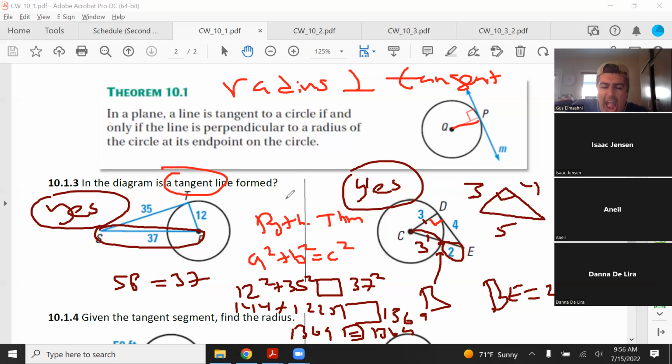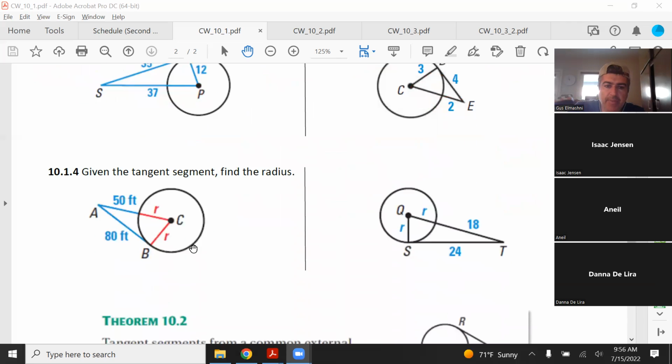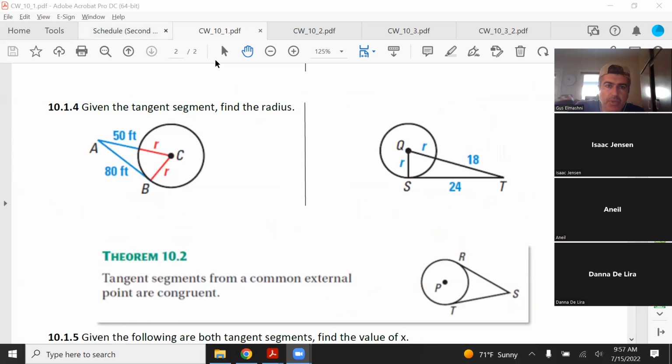Okay. So that's how you verify it. You do the Pythagorean theorem, and the two legs squared added up should equal the hypotenuse squared. All right, let's keep moving. We shall keep on moving.